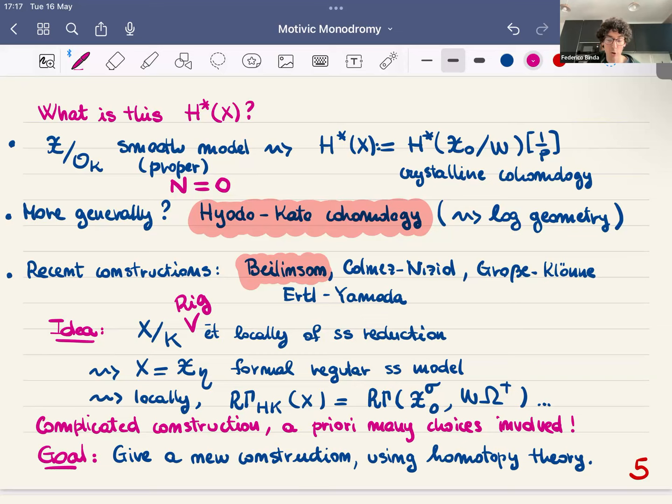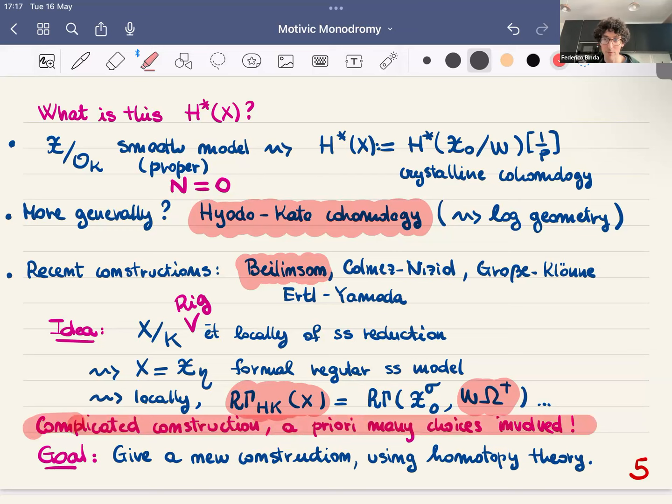So you can find a formal regular model, again locally, of your gadget. And now, once you have your formal regular model, you can declare that the cohomology theory, this R-gamma-HK, where HK stands for Hyodo-Kato, is computed as the cohomology of a certain overconvergent de Rham complex on the log special fiber. So this is a very complicated construction, which a priori involves a lot of choices. You have to choose models. You have to do things locally. Then you have to compute things using this overconvergent de Rham complex, and then you have to prove that everything is well-defined.